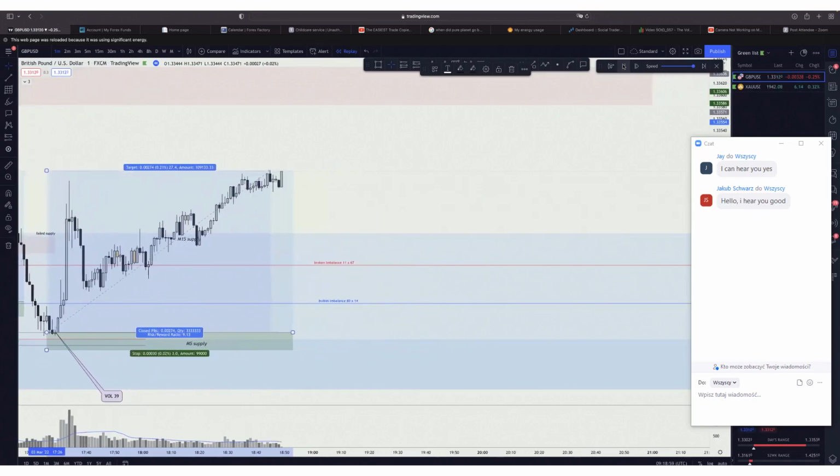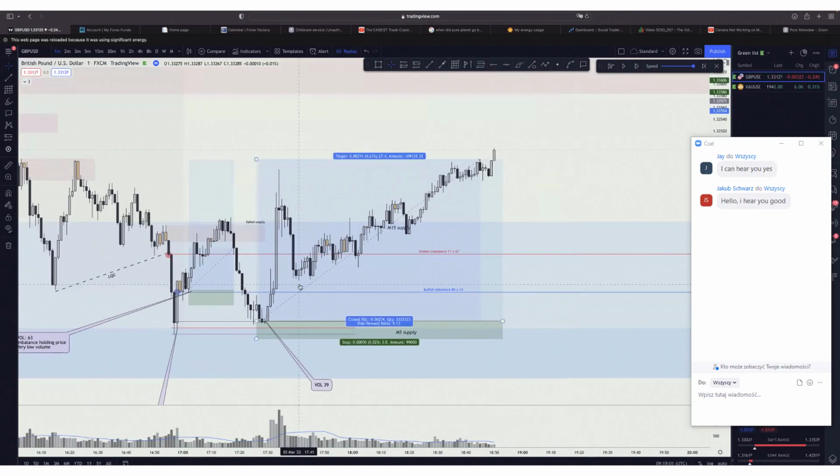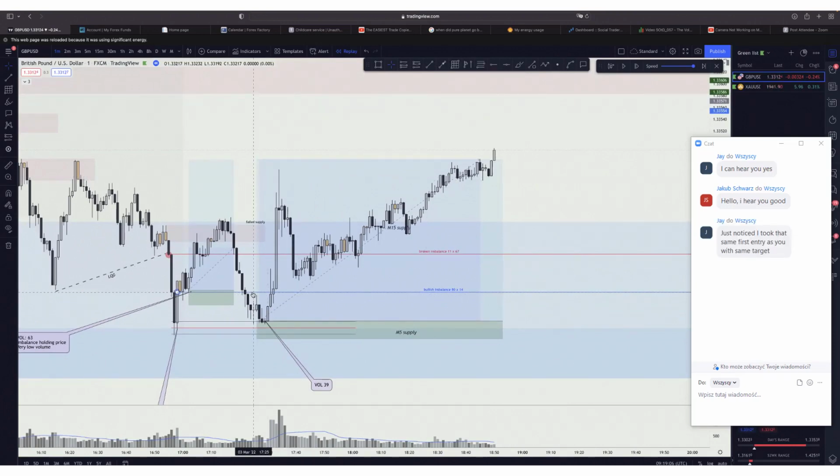Can I say something here? The acceptance should be very high about the stop loss as well, because the leg out was huge on this demand. So we needed to accept a really big pullback just in case, but it played perfectly.